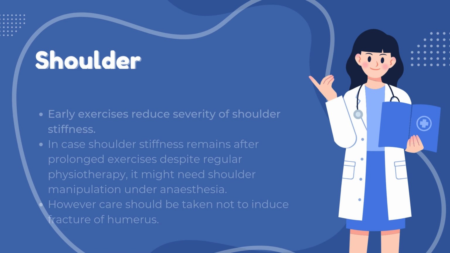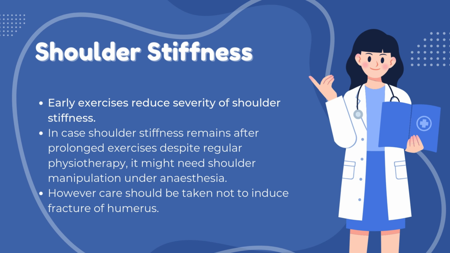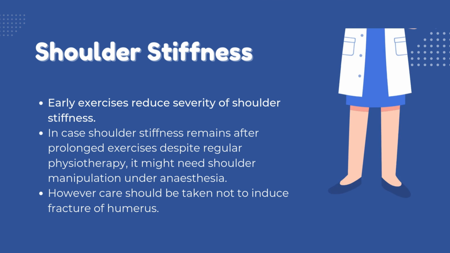Shoulder stiffness should be prevented by early exercising of the shoulder, passive and active exercise, to prevent stiffness of the shoulder. Sometimes after prolonged physiotherapy, you might need to manipulate the shoulder to improve the range of motion. It is important to avoid fractures in this maneuver because the bones are osteoporotic, especially in elderly people.